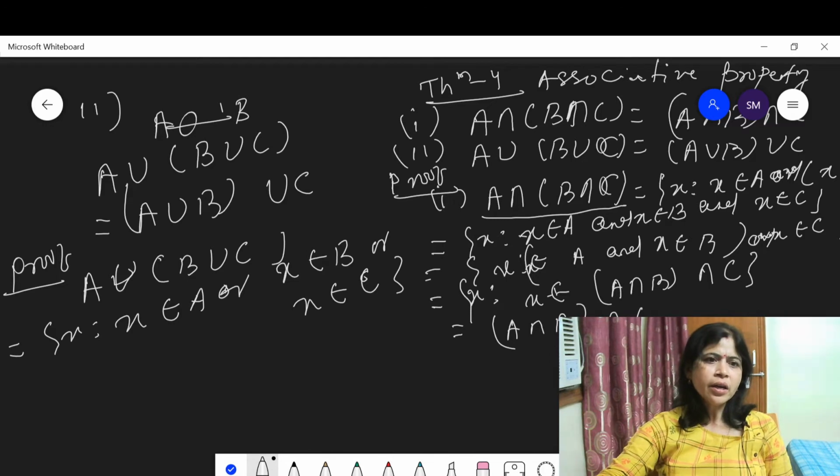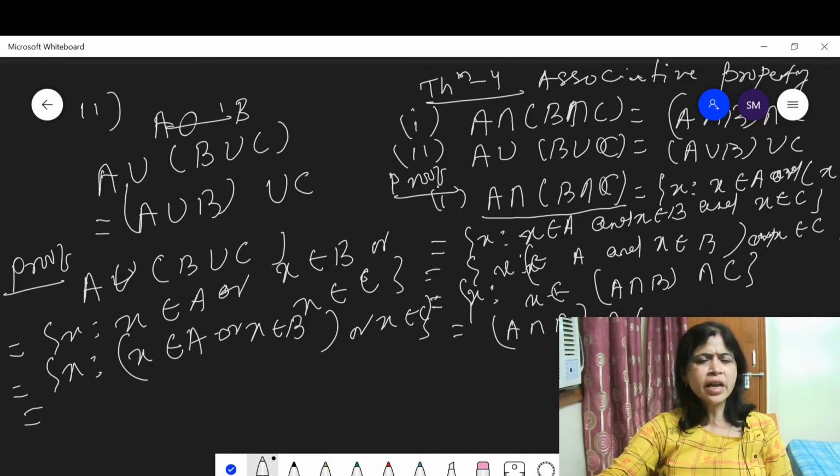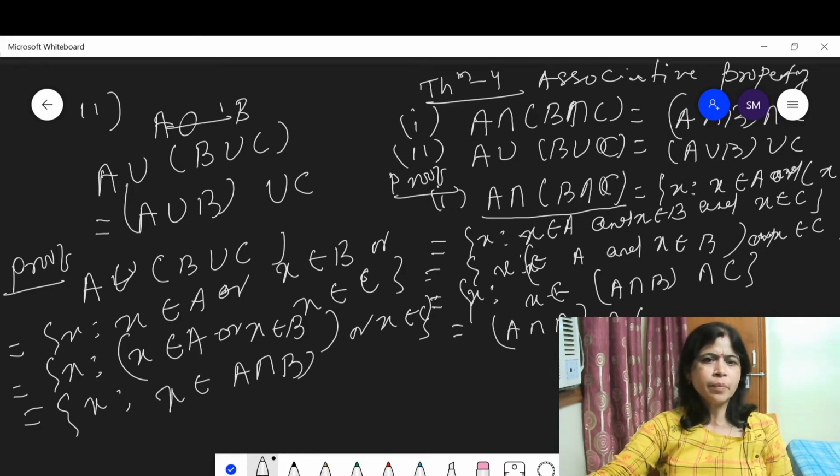Then here you can write x is such that x belongs to A or x belongs to B, keep it in bracket, or x belongs to C. I just change the positions and bracket it. Nothing is changed here. This means x belongs to A intersection B intersection C.